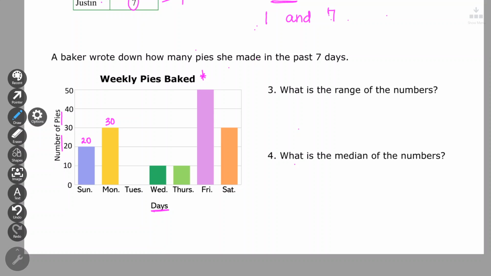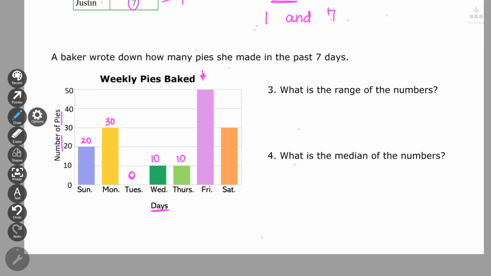Tuesday. Tuesday does not have a bar, so there were 0 pies made on Tuesday. That must have been her day off. Wednesday, there were 10 pies made. How many pies were made on Thursday? 10 as well.